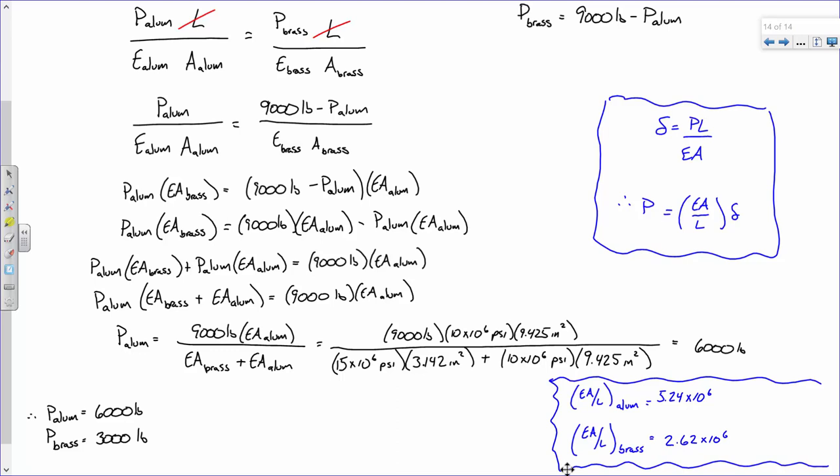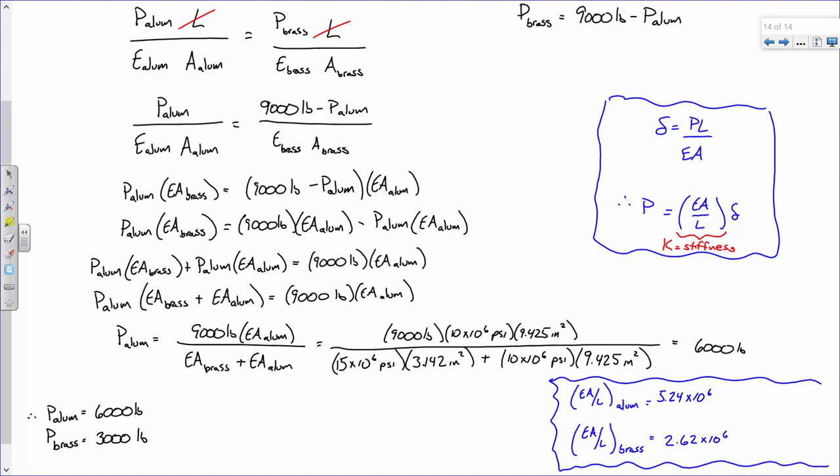That EA over L term has a very specific name in mechanics. We call that stiffness, okay? Now, this is stiffness related to axial members. There's stiffness related to torsion, stiffness related to beams. So if you want a name for this, we call that stiffness. And we usually call that like K. So like K sub A or K sub T or K, whatever.